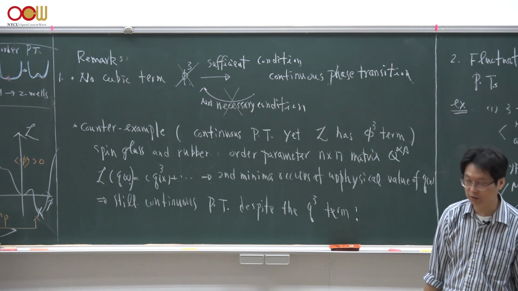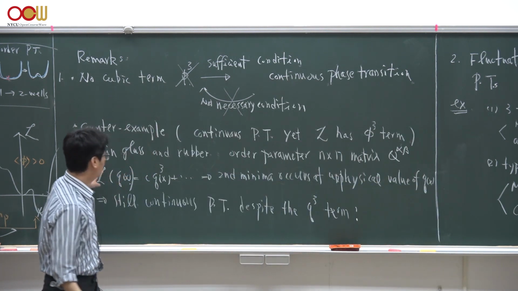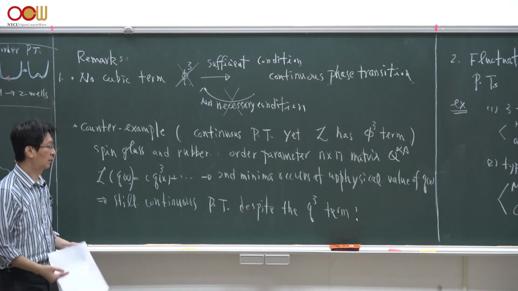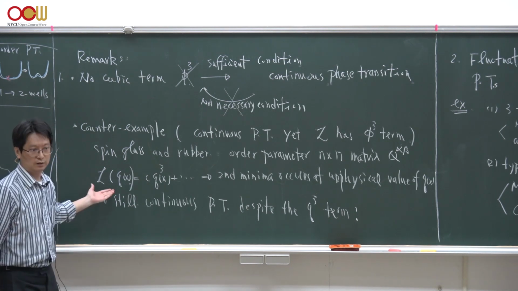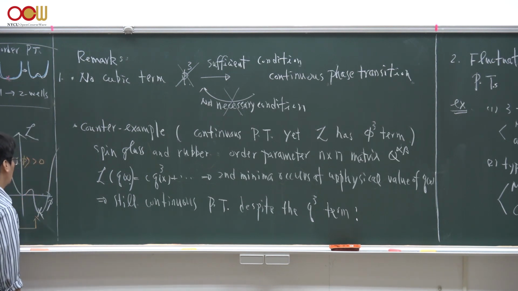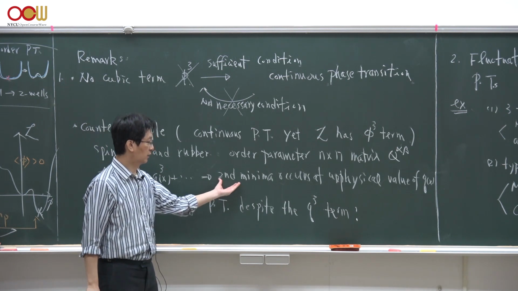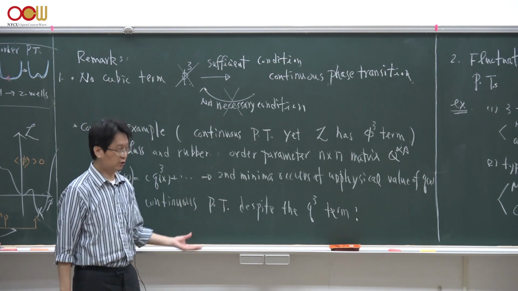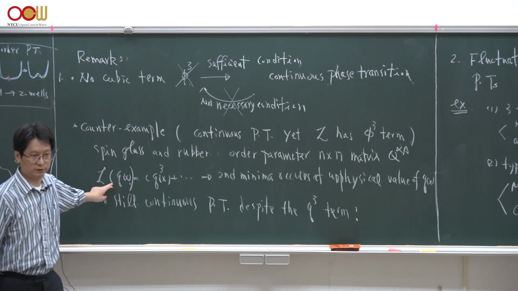There's no way that this is a first order transition. So the counterexample is a spin glass or rubber, where the order parameter is an n by n matrix. Landau's free energy density in terms of that n by n matrix shows the cubic term, and yet the second minimum occurs at an unphysical value of this q, whereas q is actually our order parameter phi.